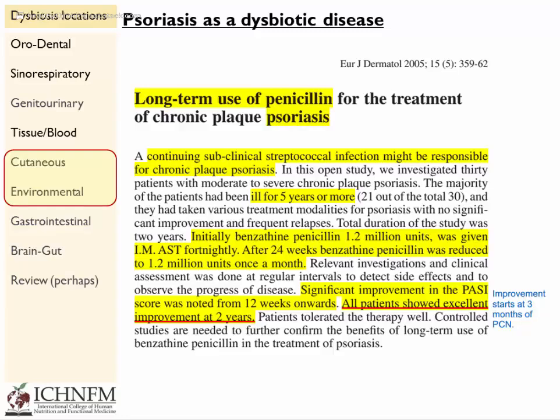I showed you this study previously from European Journal of Dermatology 2005, long-term use of penicillin for the empiric treatment of psoriasis. So again, here the presumption is that these patients have some type of microbial colonization, specifically with Streptococcus pyogenes. These patients are treated empirically with penicillin, and they show excellent response to monotherapy with penicillin-based antibiotics.